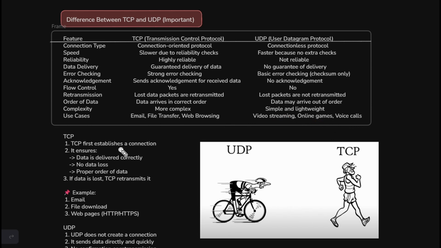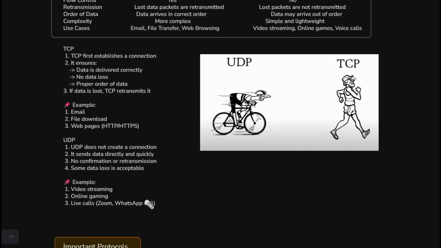TCP first establishes a connection. We have learned this. Next, it ensures that data is delivered correctly. There is no data loss and proper order of data. This means the correct order of data is transmitted in TCP. If data is lost, TCP retransmits it. For example, we have seen email, file downloads, and web pages, where HTTP and HTTPS protocols are used.